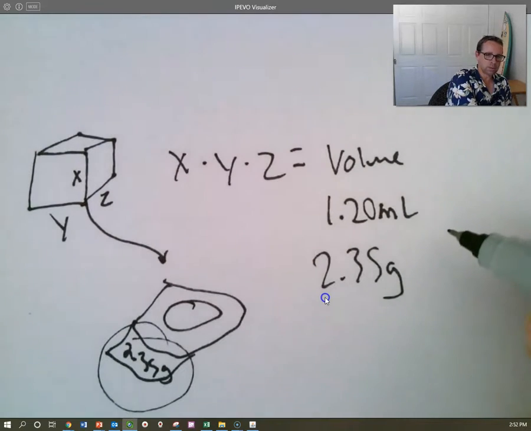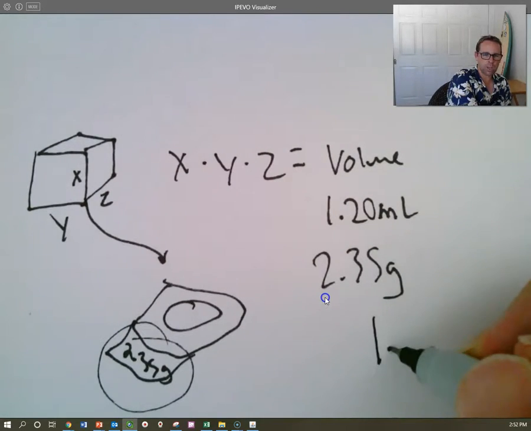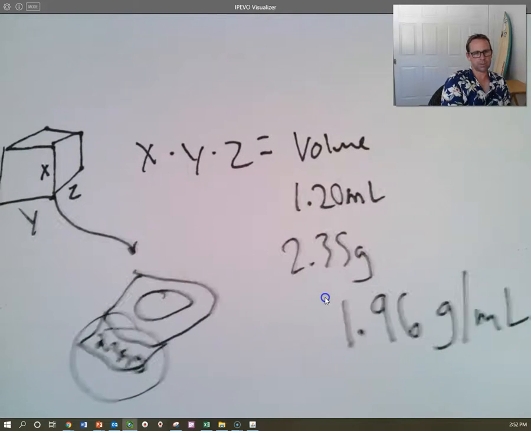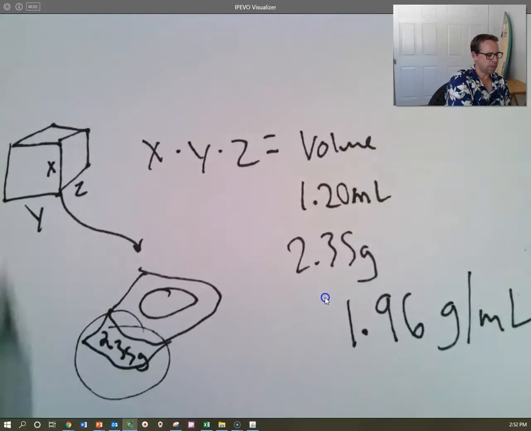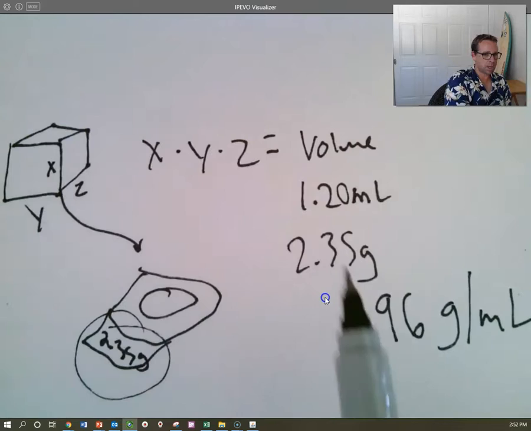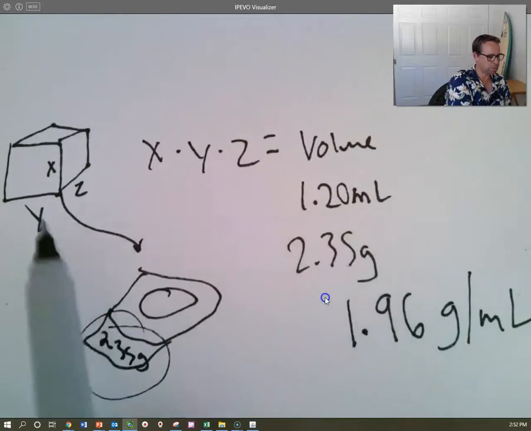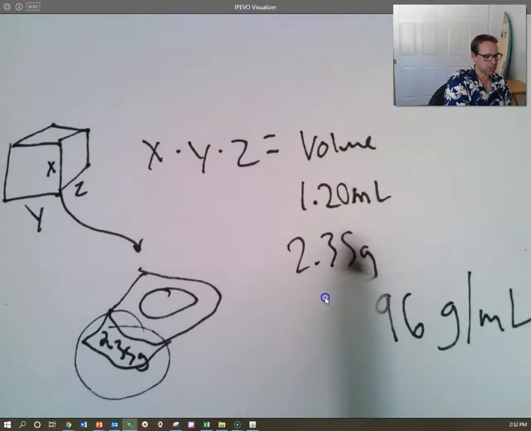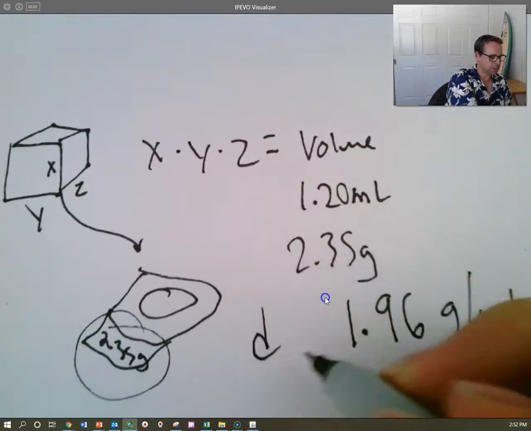And then that's our density, 1.96 grams per milliliter. Grams per milliliter. All right. So I have the material here. I found out its volume by multiplying the sides of the cube, and I got its mass, and I put the mass over the volume to give me the density for my material.